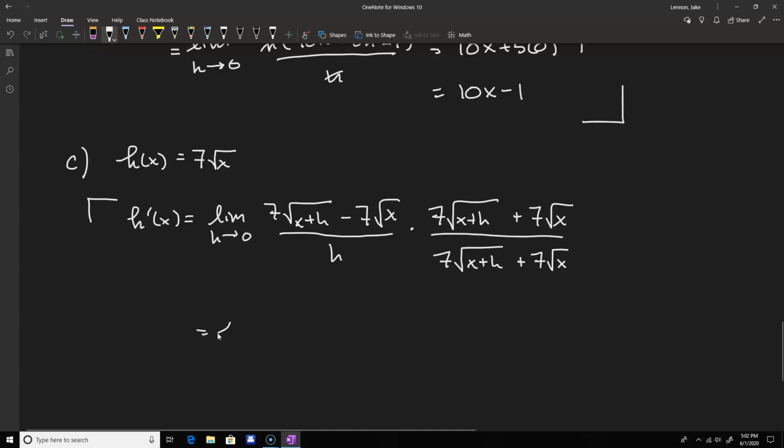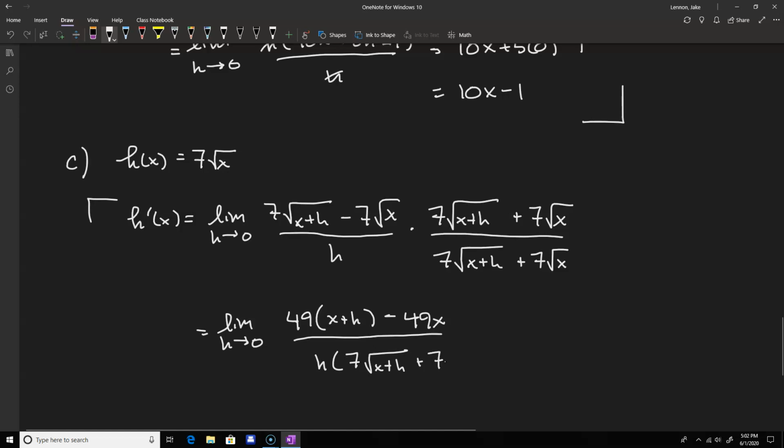And this is going to be the limit as h approaches 0 of, again, on top, basically all we're doing is doing a squared minus b squared. So we're going to get 7 times 7, 49 times the square root of x plus h squared, which cancels the square root. So 49 times x plus h minus 49 times x. And on bottom, we're just going to leave that alone, writing it as h times 7 square root x plus h plus 7 square root x.